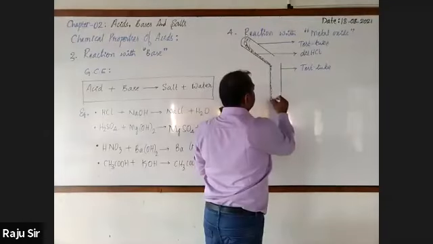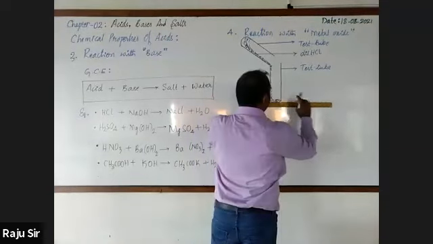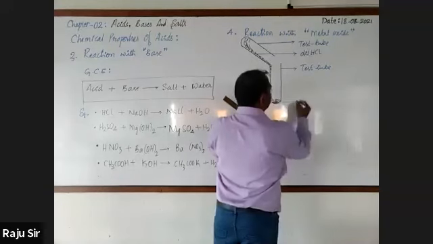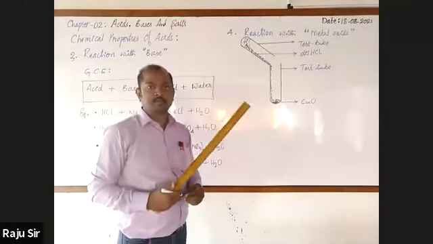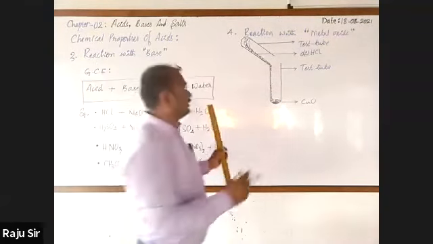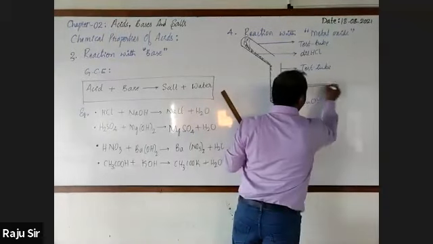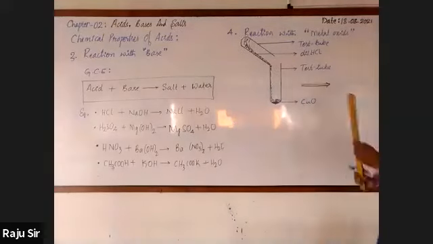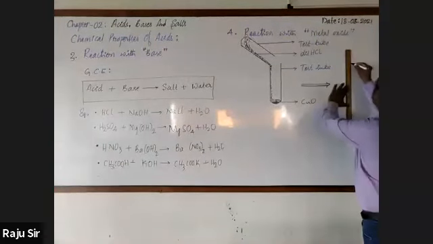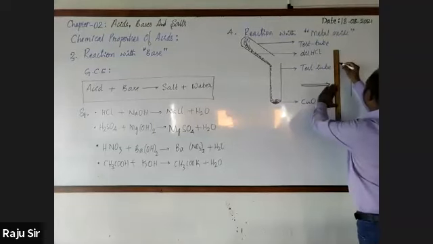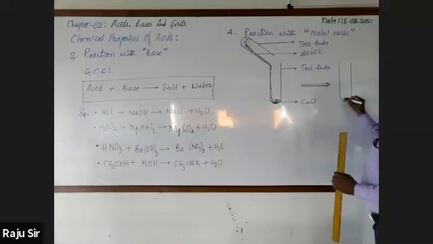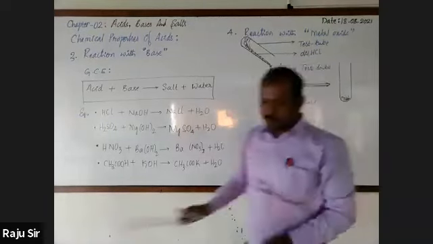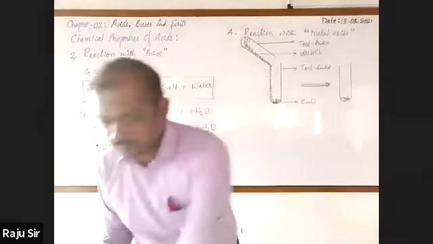Name the metal oxide that we have taken. Copper oxide, CuO. Let me show. This is the reaction that has taken place. After the reaction, we get a solution. Let me write that solution here. I'm drawing one more test tube. Blue green color, right?